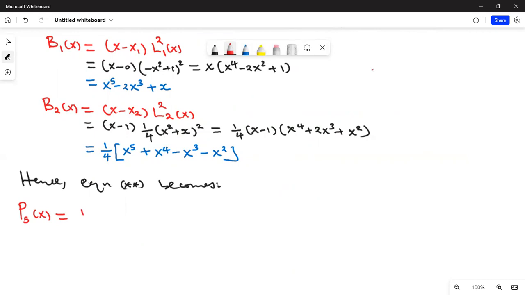Let me use another color. I can just return to red. 1 over 4 into 3x raised to 5 minus 2x raised to 4 minus 5x cubed plus 4x squared. We multiply this by F naught.